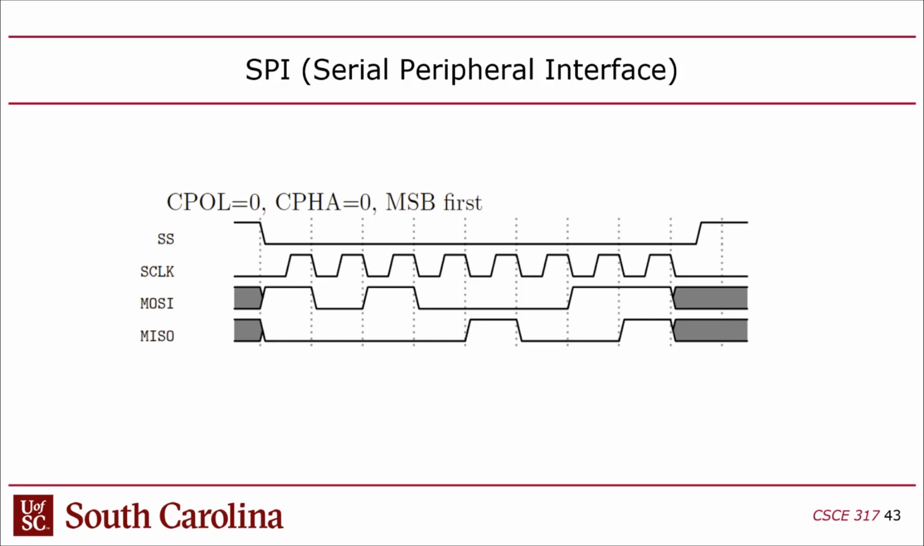CPOL defines what the clock is at idle, and thus what the first edge is. CPHA is a little bit more confusing. If CPHA is 0, the data gets a head start on the clock, which means you can use the first clock edge to sample it. Whereas if CPHA is 1, the data and the clock change at the same time, and you have to go to the second clock edge. So CPHA 0 is first clock edge, CPHA 1 second clock edge. That's really all there is to it.